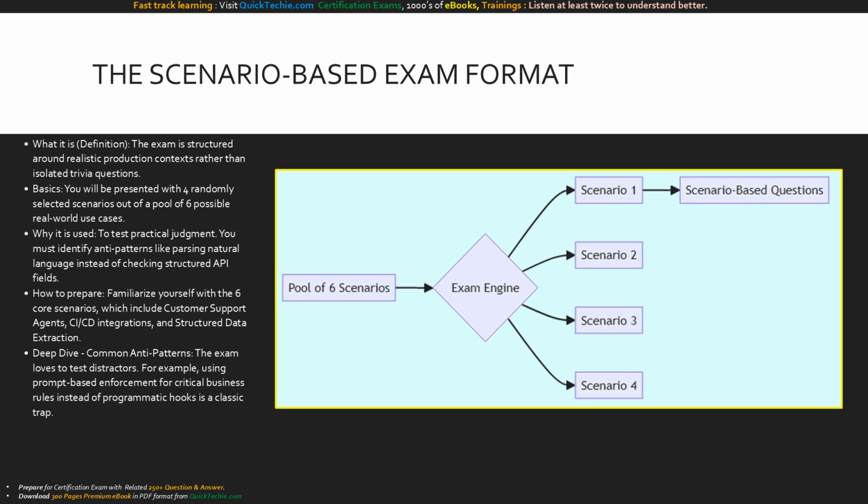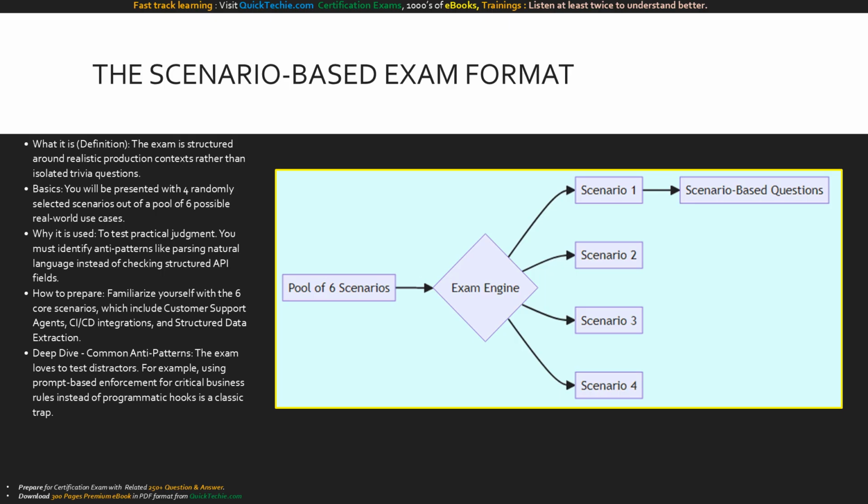Why do they do this? Because in the real world, context is everything. The exam wants to see if you can spot dangerous anti-patterns. For example, if a question asks how to stop a refund over $500, relying on a prompt is an anti-pattern. You need deterministic, programmatic hooks. Understanding how to navigate these scenarios is the key to passing.